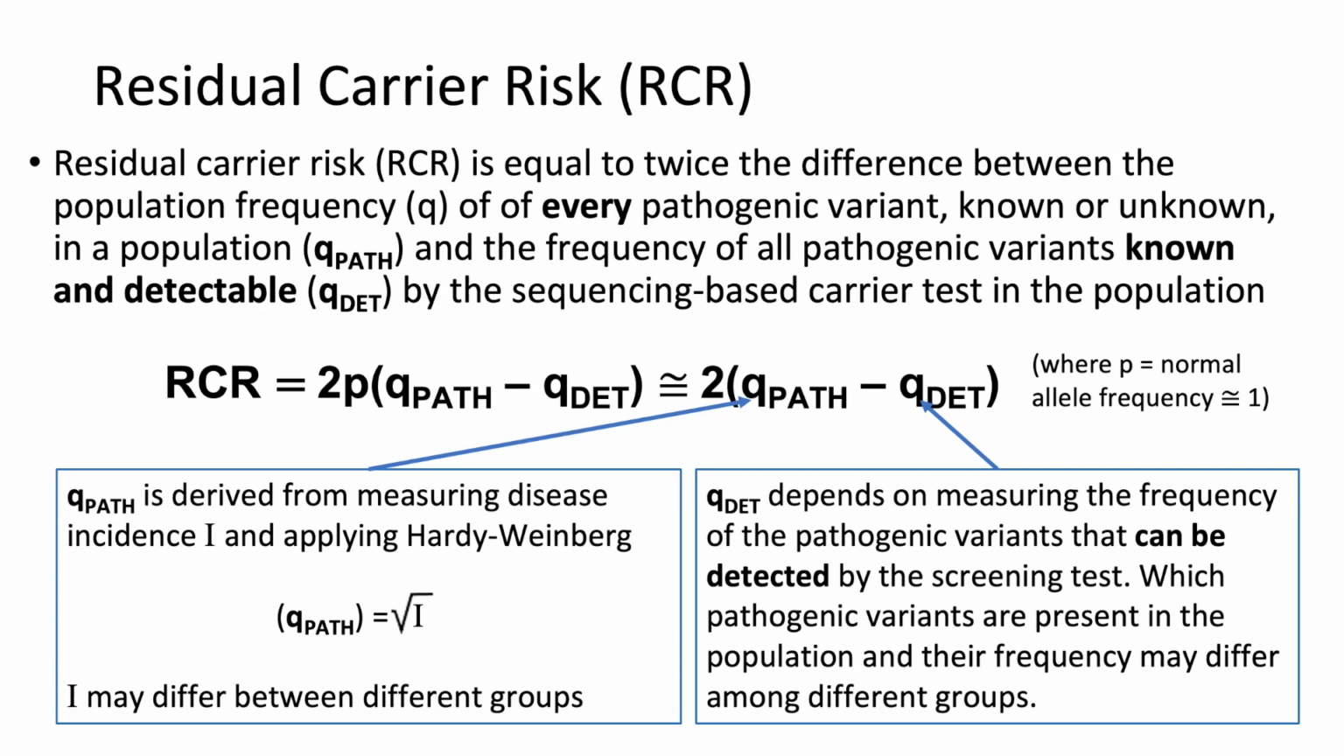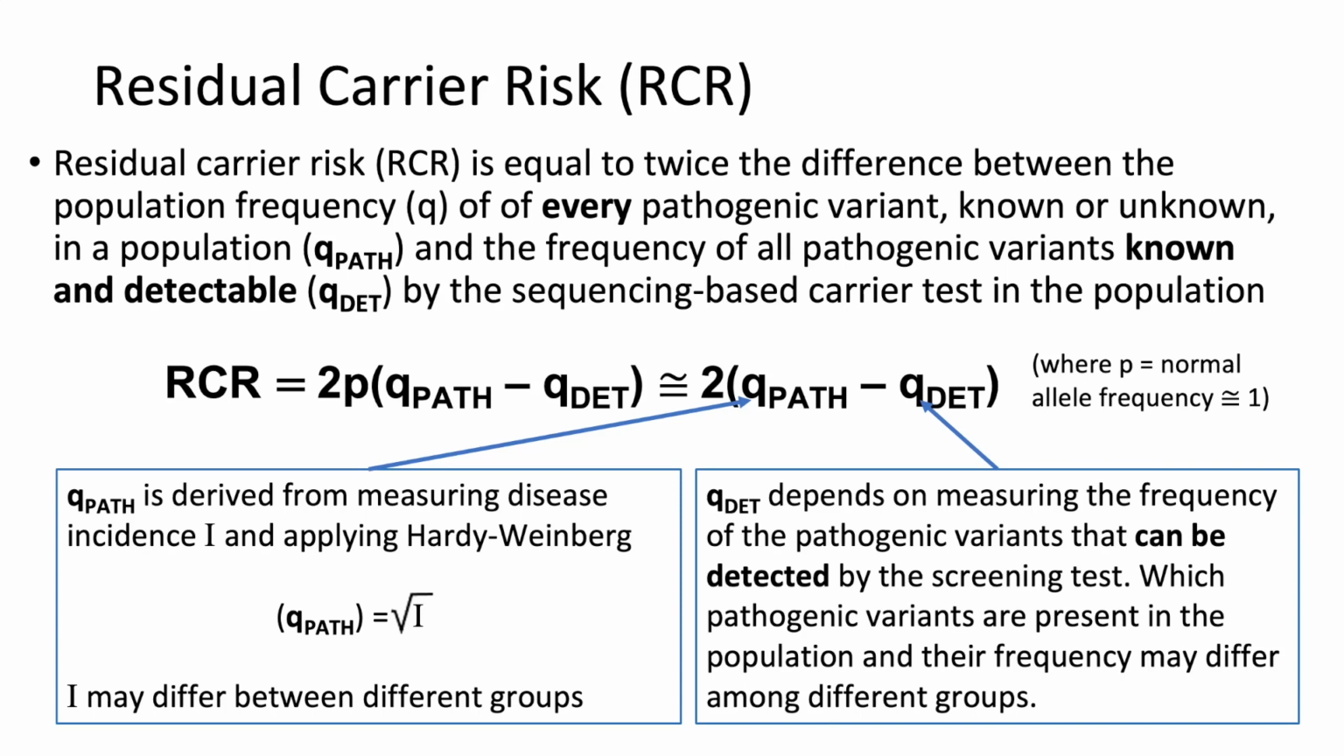Well, where do QPath and Q detectable come from? QPath is generally derived from measuring the disease incidence in a population and applying Hardy-Weinberg. You assume that QPath squared is going to be the incidence of disease, so QPath is the square root of I. And I could differ between different groups, but that's where QPath generally comes from.